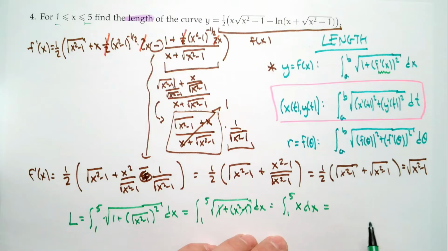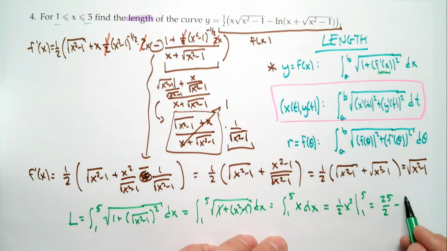All right, integral of x? 1/2 x squared. Evaluate that from 1 to 5. So we're going to end up with 25 halves minus 1/2. What does that become? 12. And now we're done. Good. All right.